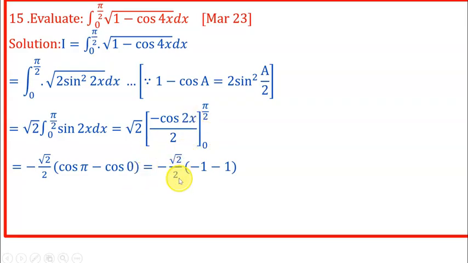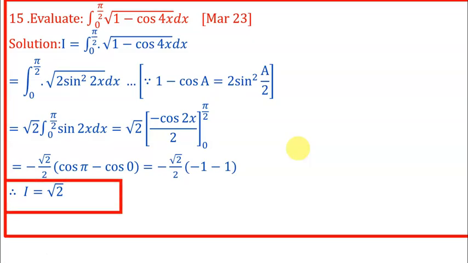Therefore minus root 2 upon 2. Cos of pi is minus 1. Cos of 0 is 1. Minus 1 minus 1 is minus 2. Minus minus will become plus, the 2 gets cancelled, and overall you will get I is equal to root 2. Okay, and this is the answer.